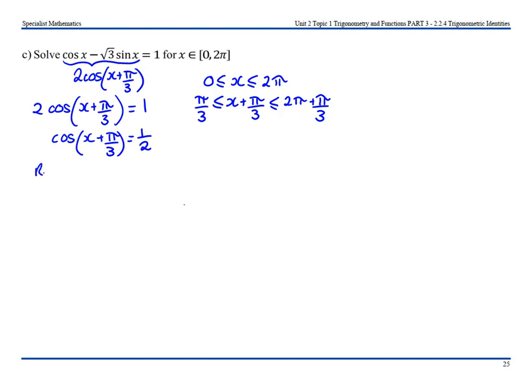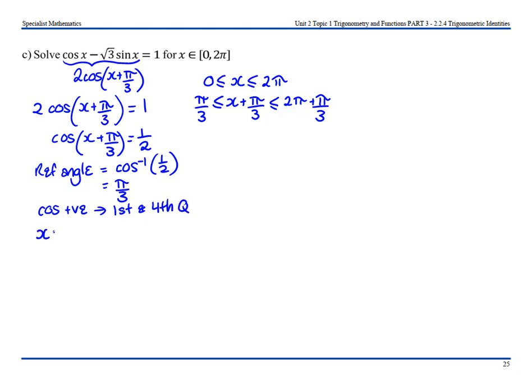So my reference angle is going to equal inverse cos of a half, and that is pi on 3. Now, cos is positive a half, so we know we're in our first and our fourth quadrant. So our x plus pi on 3 is going to be in our first quadrant, pi on 3. In our fourth quadrant, it's going to be 2 pi minus pi on 3.